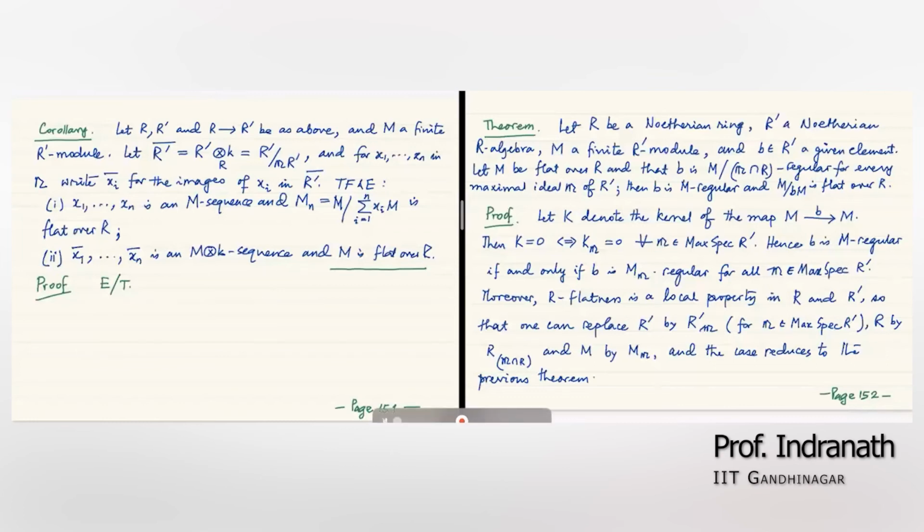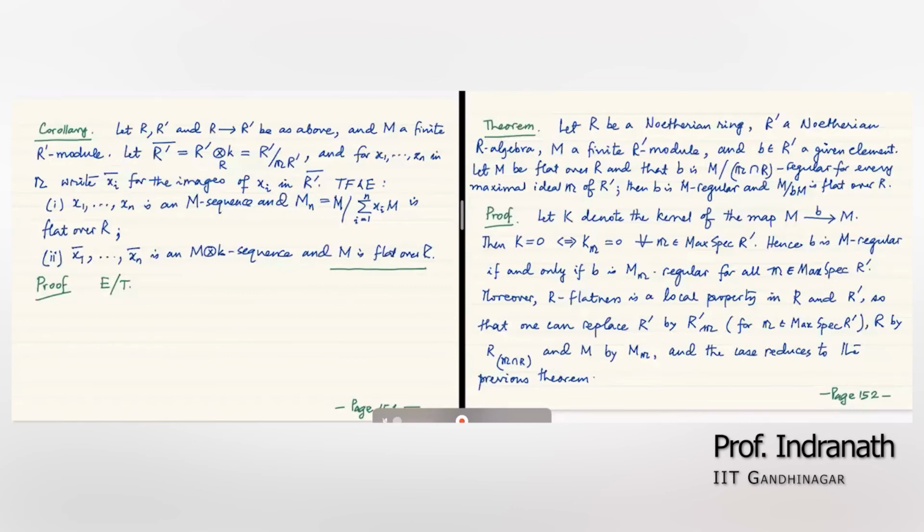So the role of R and R dash in the right side page is being played by these two things in the left side page, right? Two things means R localized at M intersection R, and R dash localized at M. And you are taking the image of B as this Xis.